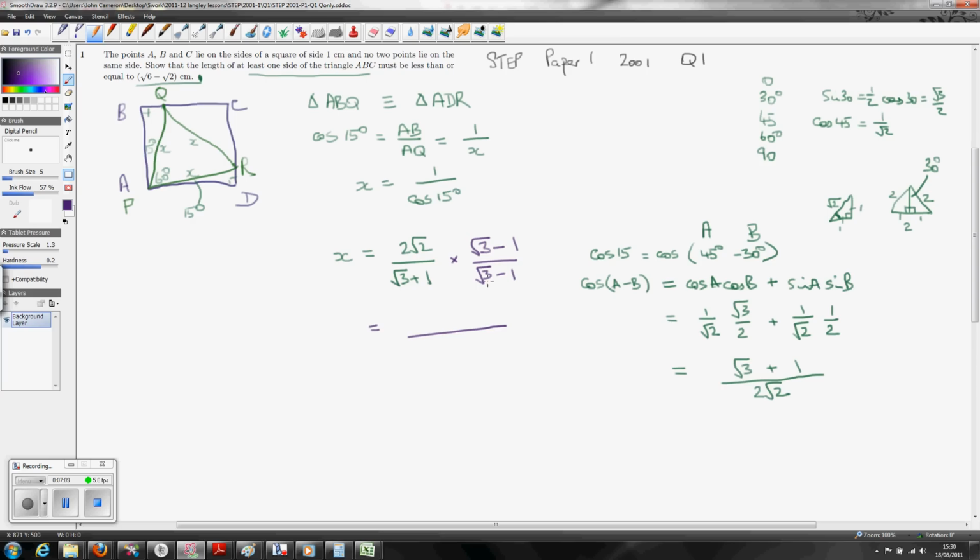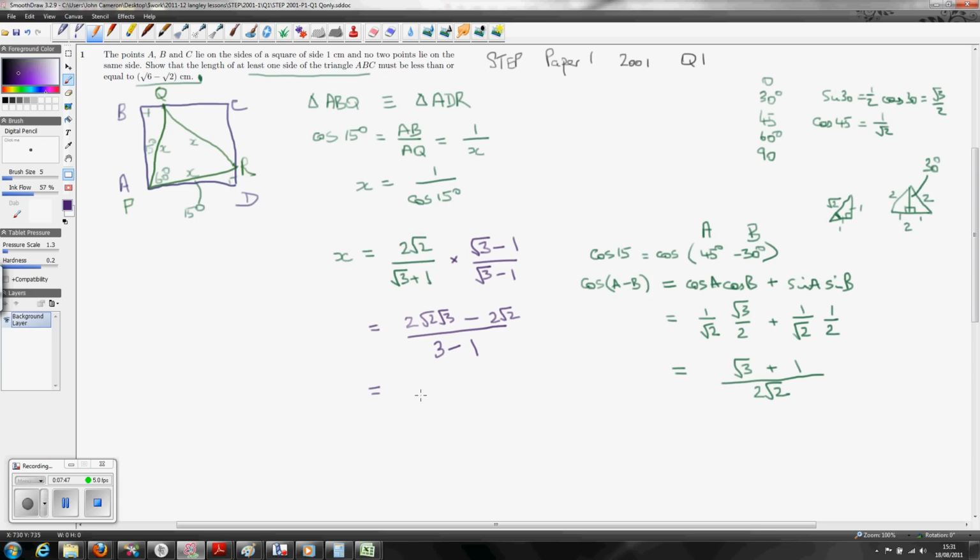Now in the bottom we've got root 3 plus 1 times root 3 minus 1. It's the difference of two squares. A plus b times a minus b is the same as a squared minus b squared. A squared in this case is 3, and b squared in this case is 1. So it's 3 minus 1. And on the top it's 2 root 2 times root 3, so I'll write that as 2 root 2 root 3 minus 2 root 2. I've got the 2 root 2 by multiplying 2 root 2 here by minus 1.